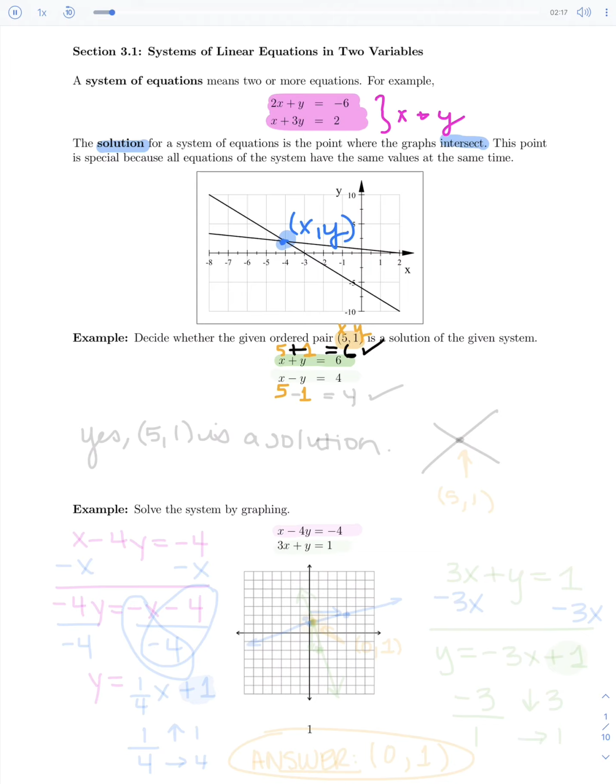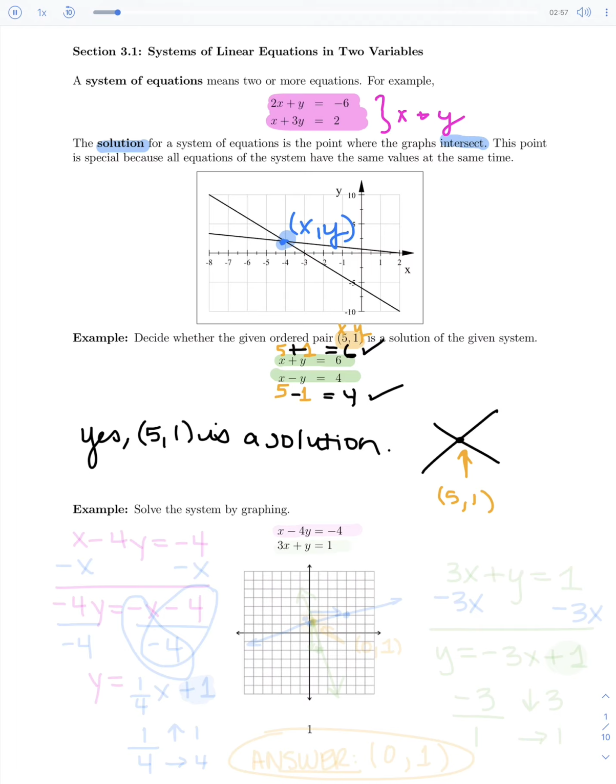Now let's look at the bottom equation, which would give us 5 minus 1 equals 4. Notice that does also work, so that means the bottom equation also works for this point. So what this means is, yes, the point 5 comma 1 is a solution. And that's really all they wanted, but let's make sure we have an understanding of what that means. Whatever these two lines look like, they will intersect at the point we just found, the point 5, 1. That's what this means. Now let's take a look at another one.